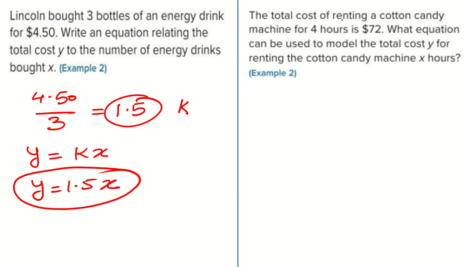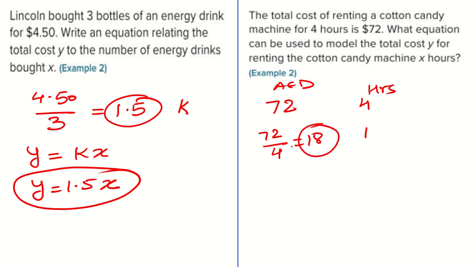Similarly, the total cost of renting a cotton candy machine for 4 hours is $72. Now you see, it is $72, or I'll write here dirham, and the time is 4 hours. So for 1 hour it will be 72 divided by 4, meaning 18 dirham. So this 18 is the constant of proportionality. So what equation can we write here? y is equal to 18x.